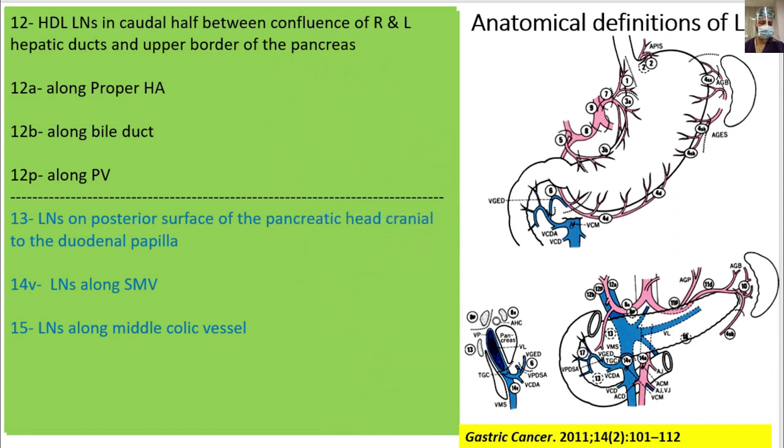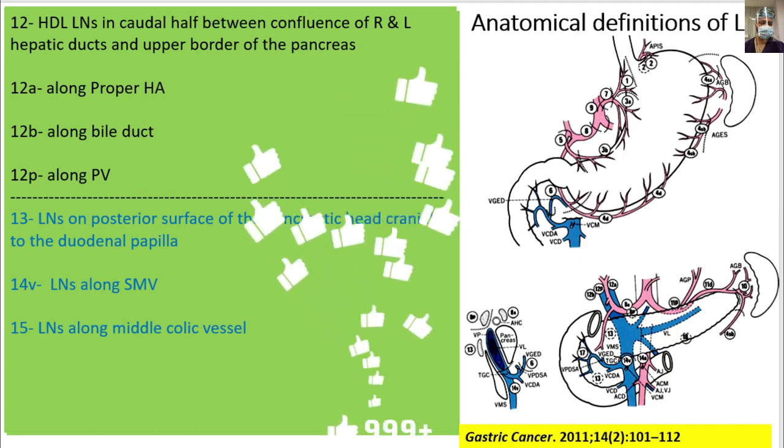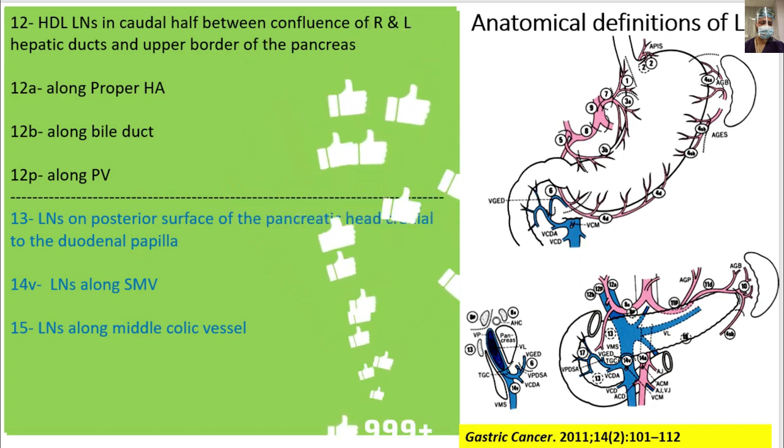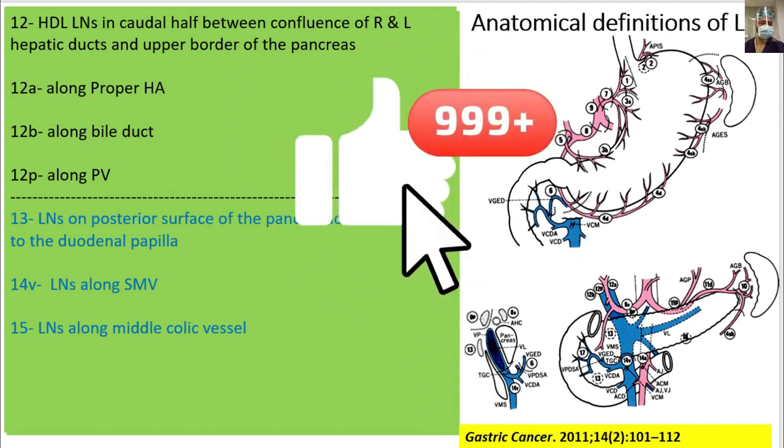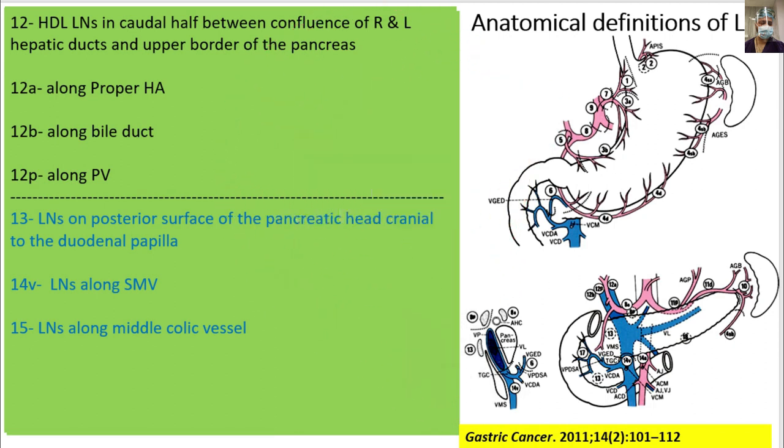So 12, as I said, is the hepatoduodenal ligament lymph nodes. A, B, P, it is an acronym. A is arterial, B is along the bile duct, and P is along the portal vein. So A, B, P: hepatic artery, bile duct and portal vein. Lymph node 13, which has been classified as non-regional lymph nodes in AJCC, is the posterior surface of the pancreatic head cranial to the duodenal papilla. 14V is the lymph node along the SMV, and 15 is the lymph node along the middle colic vessels.